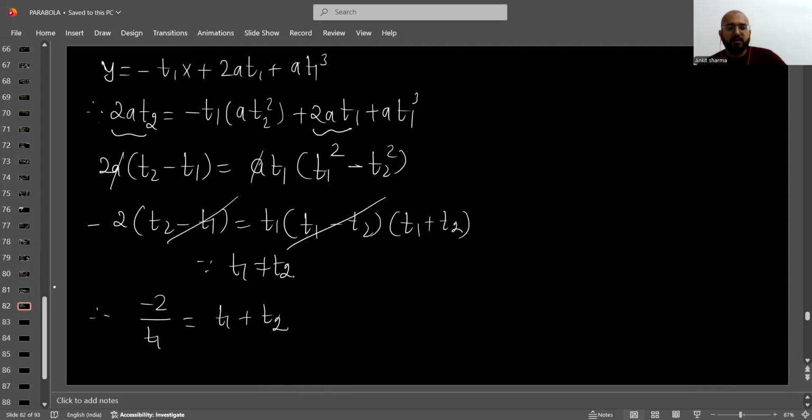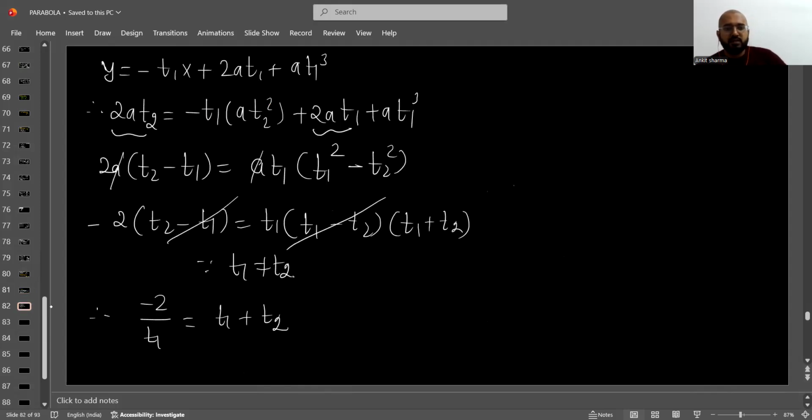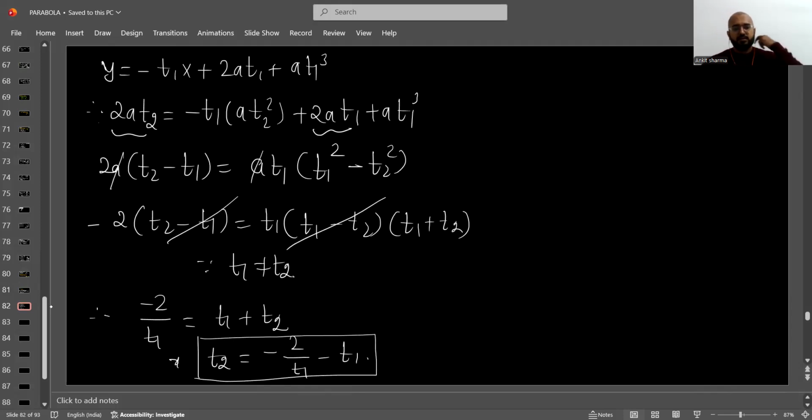So from here I can now get the desired relation, that is t2 we want. So t2 is equal to minus t1 minus 2 by t1. We can keep t2 here, rest we can transfer to that side. So t2 is equal to minus 2 over t1 minus t1. This is what we had to prove. So we have proved this relation.